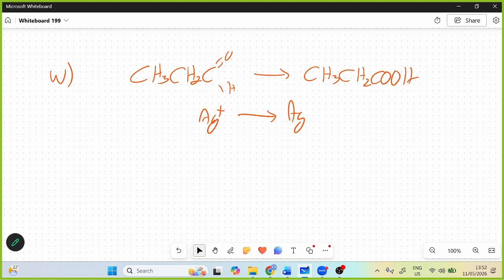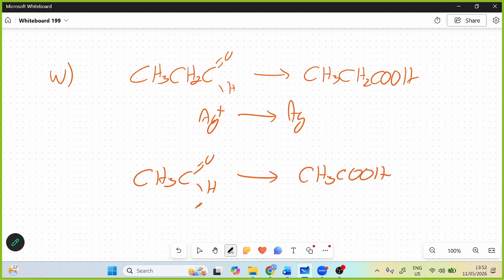Ethanal with Fehling's or Benedict's. So ethanal is oxidized to ethanoic acid, and that is Cu2+ being reduced to Cu2O.